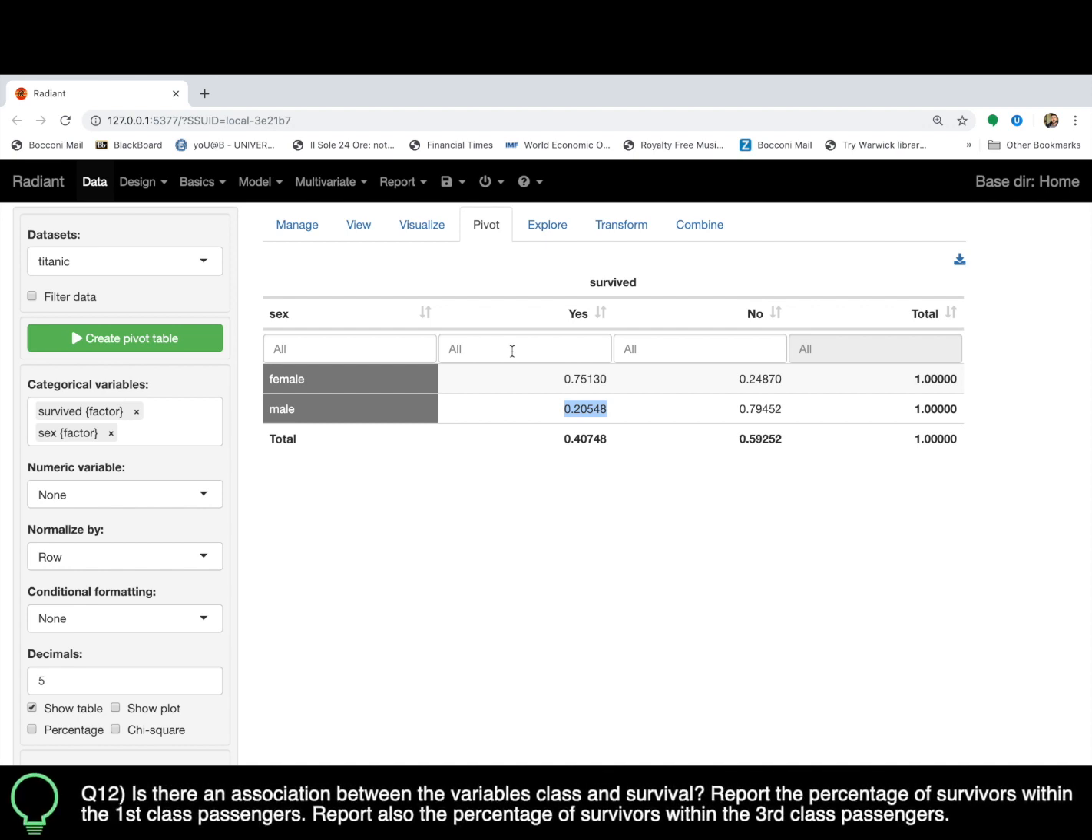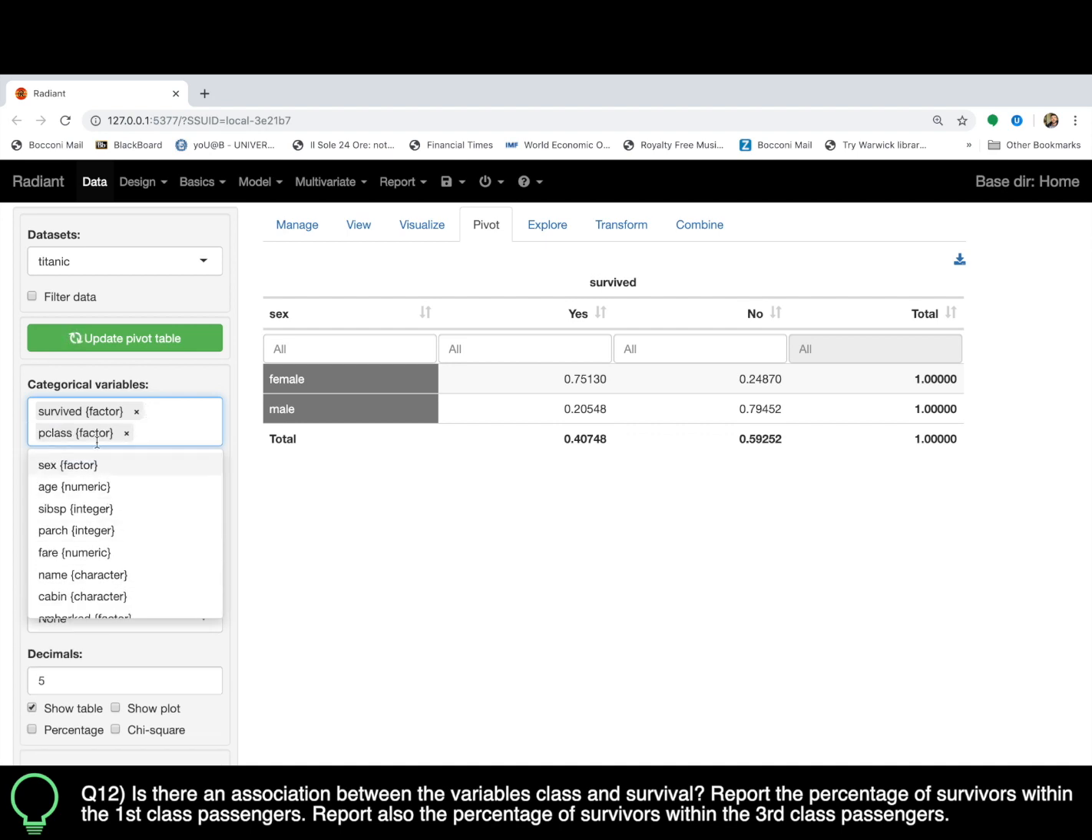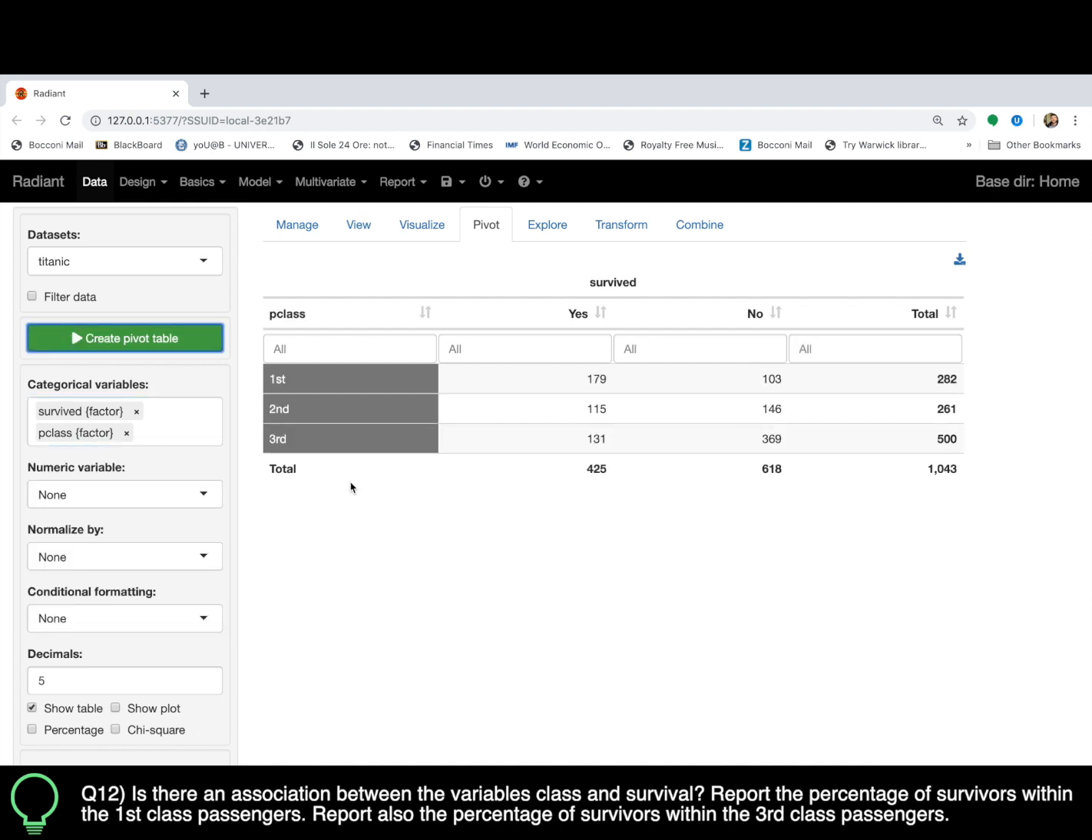Question number 12. Is there an association between the variable class and survival? We are still here. So instead of sex, we will compare the different percentage of survived and not survived divided by class. Great. So I think it's more reasonable to normalize by row.